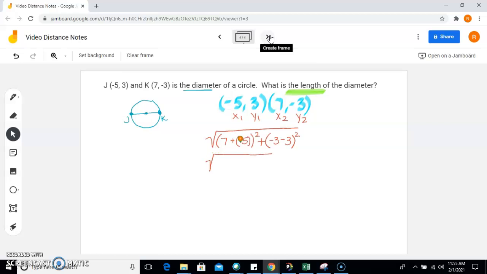These change to a plus, so I'd have 12 squared plus -6 squared, which would give me 144 plus 36, which would give me the square root of 180. Last thing I'm going to do is simplify my radical. So I have the square root of 180, break it down.